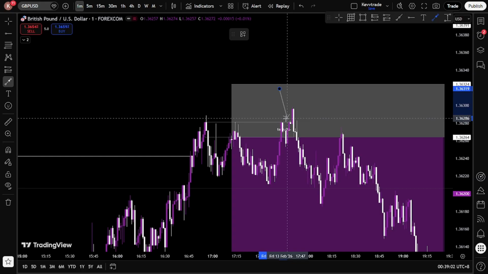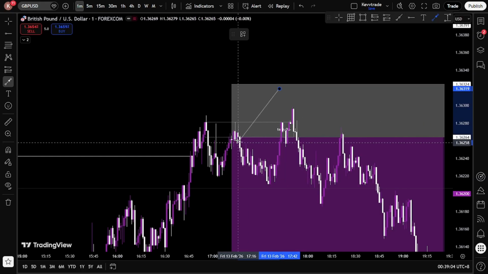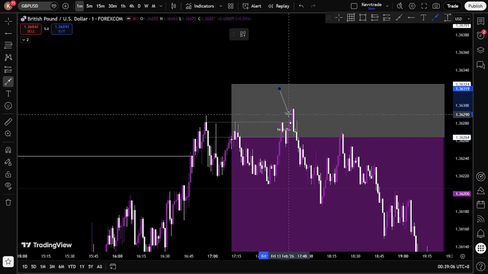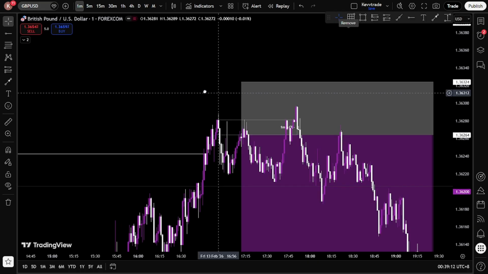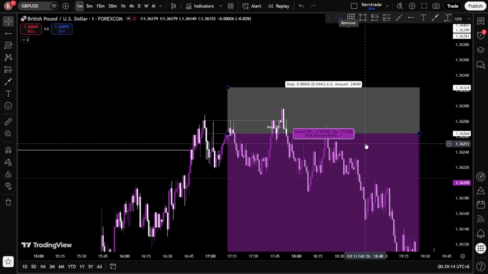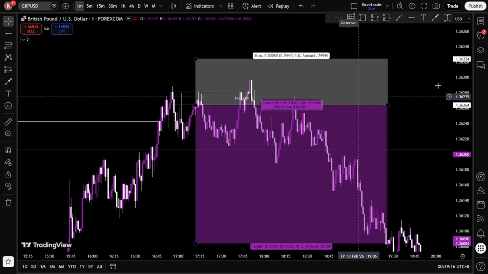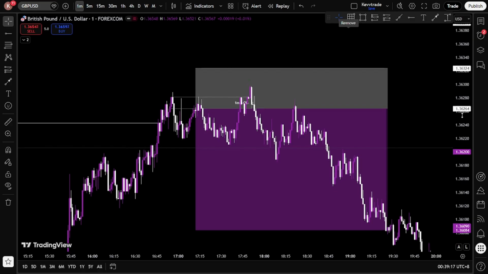So I forward tested. I placed my entry point I think around here, and just let it play out. So it kind of broke out, but I would still count it as valid. Although the order block is broken, the trade is really taken somewhat because I forward tested. And as you can see, price hits TP, right?